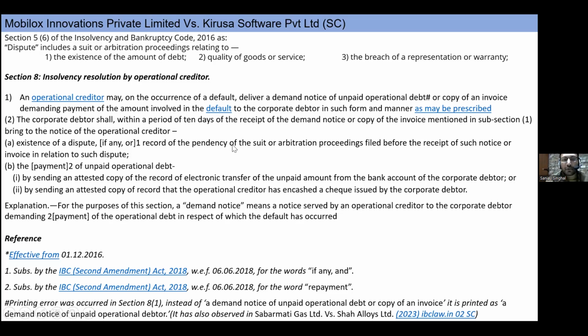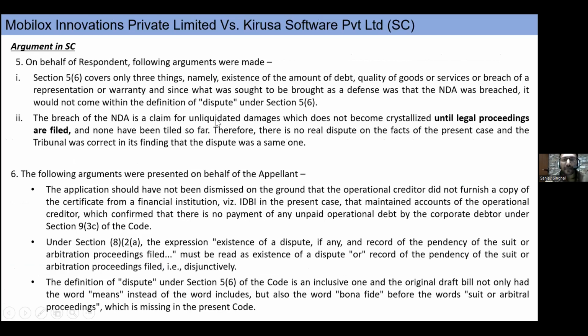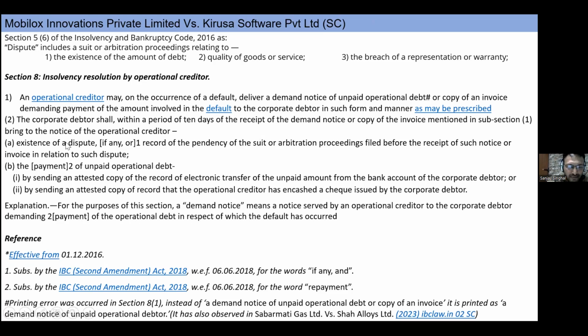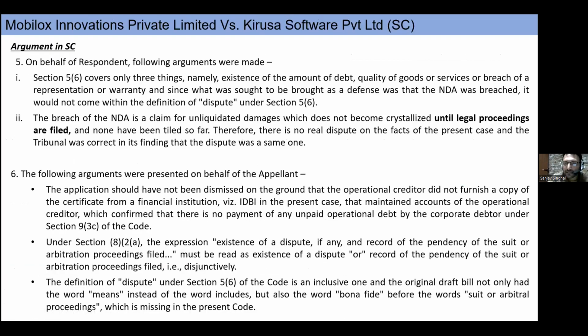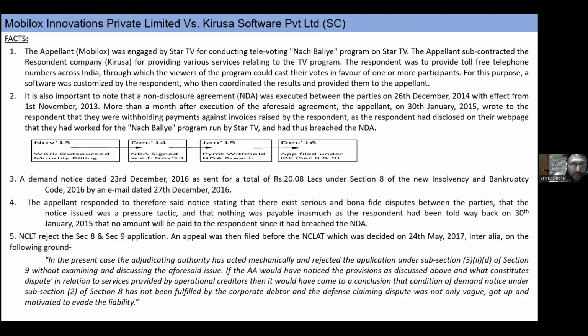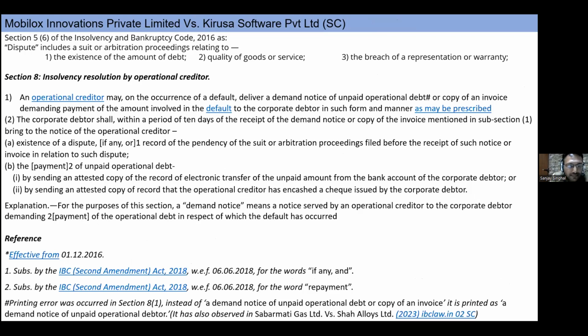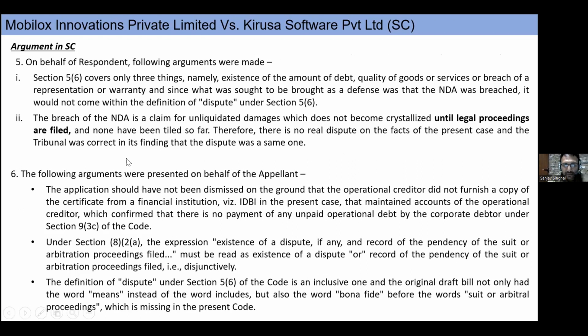So Kirito Software took a stand that since there is a dispute, section 8 subsection 2 clearly says existence of dispute along with the record of pendency of suit or arbitration proceeding. So there can be a dispute, but there is no legal proceeding, so it is not covered in section 8 subsection 2. So they took that stand. The counter argument was that in section 8 subsection 2, the expression "and" must be read as "or."